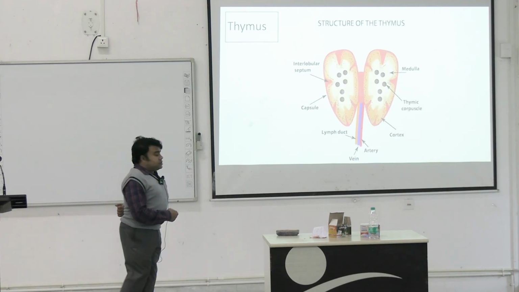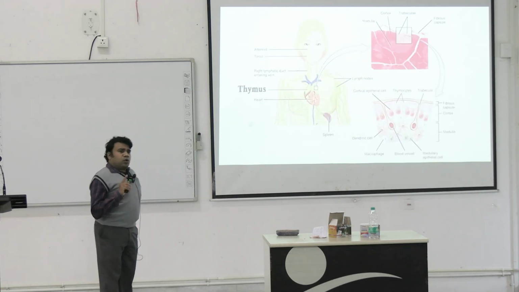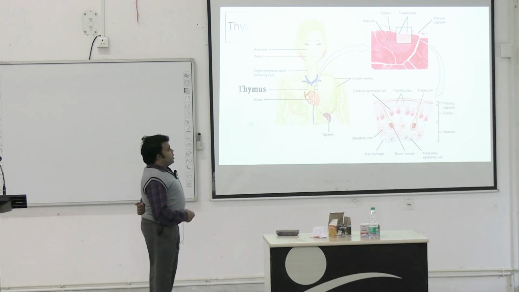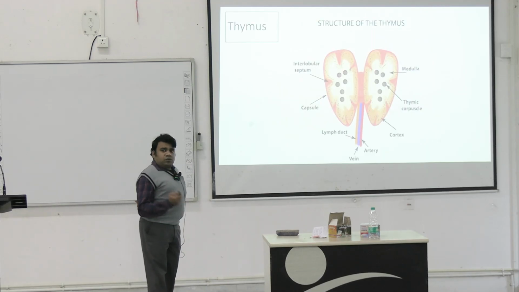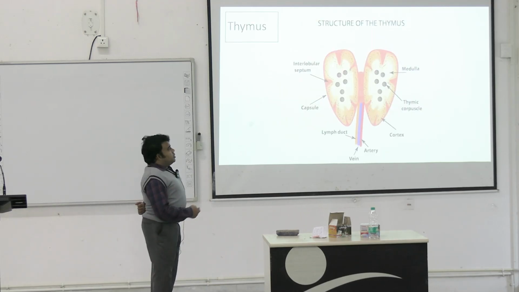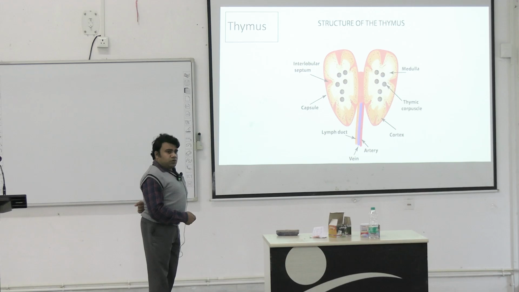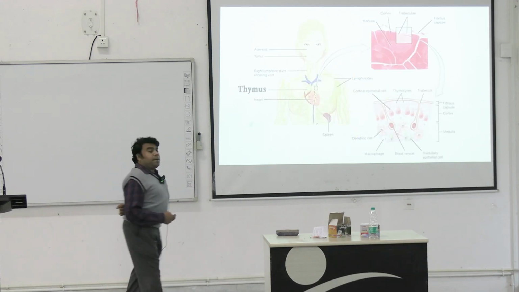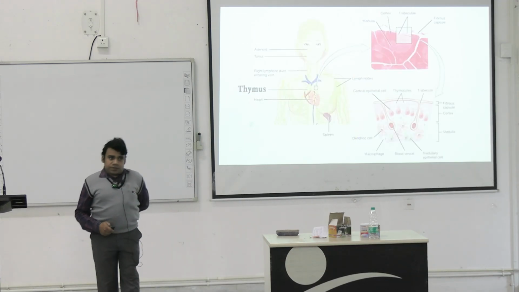Now, this is the structure of the organs, let us take one organ at a time. First is the thymus. If you look at the anatomy, I think you can easily correlate. The thymus has a medulla, the capsule, and the important artery, vein, and the lymphatic nodes. Now, what actually happens in the thymus is very, very important.